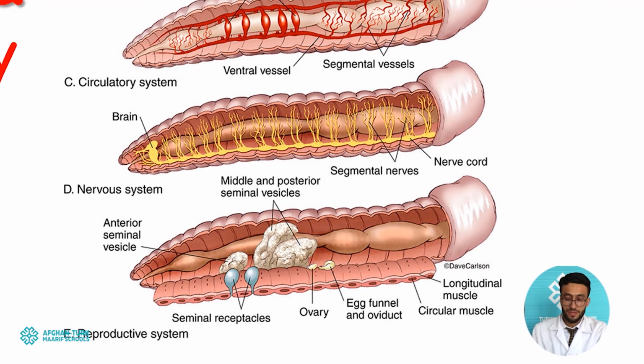About the reproductive system, it can be thought of as monoecious or dioecious. It means they are mainly hermaphrodite animals. In any condition that they face, they are able to reproduce sexually. As we are seeing, there are seminal receptacles, the ovary, and also the middle and posterior seminal vesicles, and also the egg funnel and oviduct, longitudinal muscles and circular muscles. These are all the reproductive organs that help the animal to reproduce.